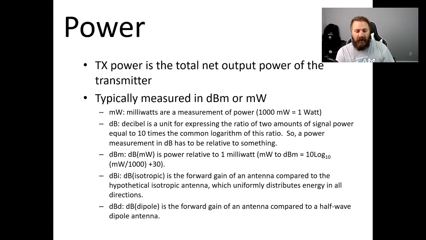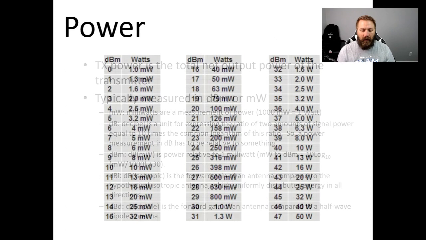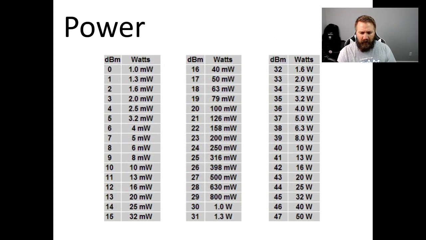In other words, for example, dBi is isotropic. It's forward gain of an antenna compared to the hypothetical isotropic antenna, which uniformly distributes energy in all directions, whereas dBd or dipole is the forward gain of an antenna compared to a half-wave dipole antenna. I think I talk about it in the next slide, when we talk about power levels. But anyway, point being, just like you have a dB of sound that you might measure, that's different than what we might measure a dB of radio wave, because it's in comparison to something different. So just keep that in mind when we're talking about dBs. They don't equate to the same thing all the time.